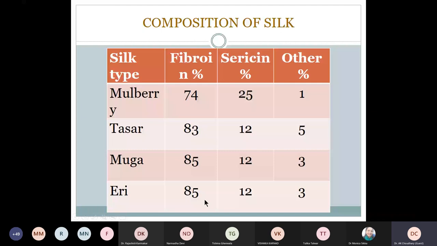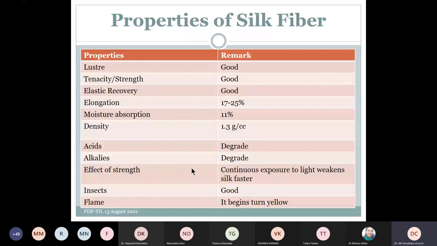So here you can see the mechanical and engineering properties of these fibers. Luster is good, tenacity and strength are also good, and elastic recovery is also good. Elongation is up to 25%, and moisture absorption is 11%, which is more than cotton fiber. Density is 1.3, less than cotton fiber. It is easily degraded by acid exposure and by alkali exposure, so we judiciously select the chemicals for dyeing or any other chemical processes needed for silk fibers. Resistance to insects is good. And in flame, it begins to turn yellow initially, and then burning starts.